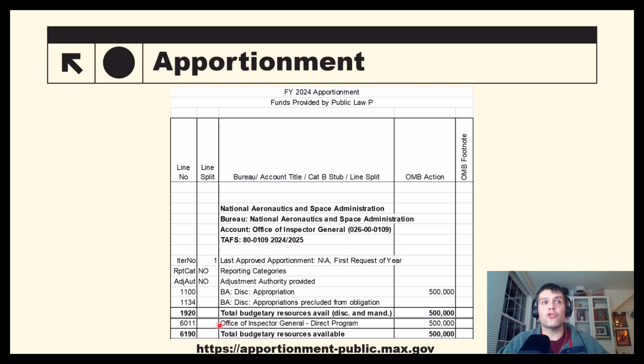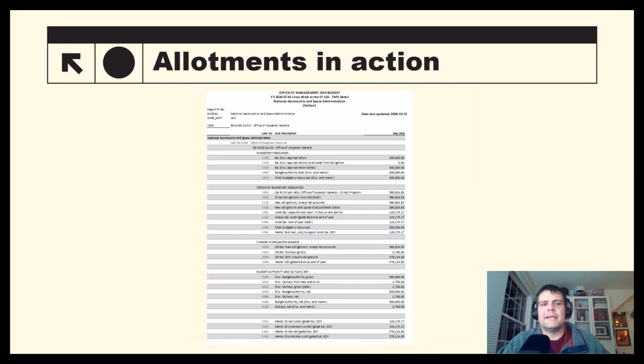Now, when I mentioned earlier Category A and Category B spending, where you divvy up the apportionment by project or time or both, here we see Category B. This is an apportionment by project. This project is the Office of Inspector General. It's everything, so there's not really much to see here. But it could have been split up across multiple quarters, or it could have been split up across multiple programs within this overall apportionment. Now, we get to our third step with allotments.